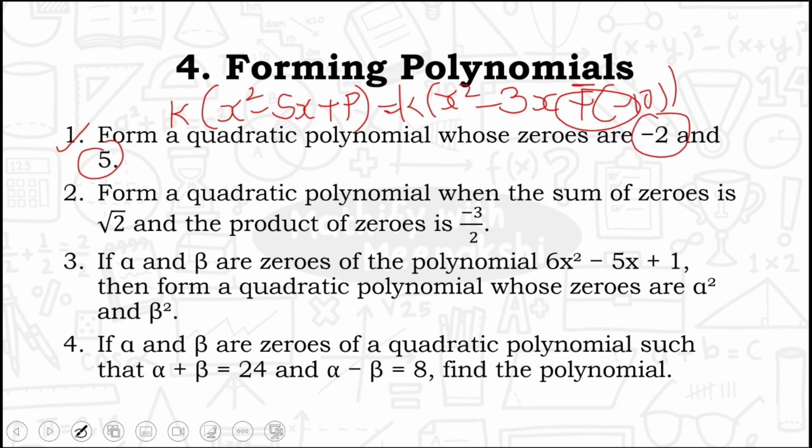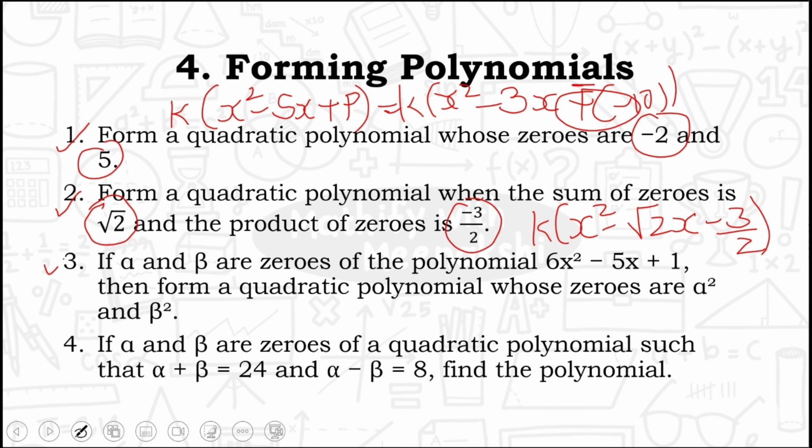Let's move to question 2. Form a quadratic polynomial whose sum of zeros and product of zeros are given to you. In this question, you can directly put the values: k into x square minus sum of zeros, that is minus root 2 x, plus product of zeros, and plus minus is minus, so minus 3 by 2. And you can also multiply this whole by 2. That is, you can also write k into 2x square minus 2 root 2 x minus 3.